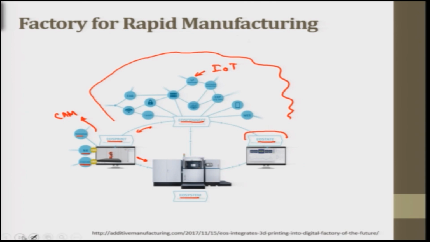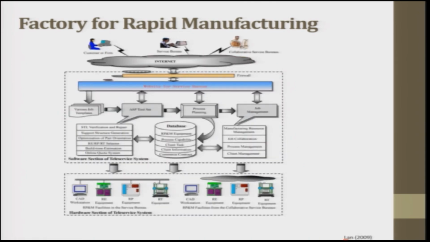So this is happening. Also, extensive research was done by Lan in 2009, and he developed a web-based rapid manufacturing architecture. What he said, from the internet, a customer or firm or service bureau or collaborative service system can provide the information, and this information is provided using some website of the manufacturer, and they use various tools. Various job templates are already available which interact with this. This is the main thing, a web-based website that is interactive with them. So they have the ASP tool set, process planning and job management. This is all the factory part.